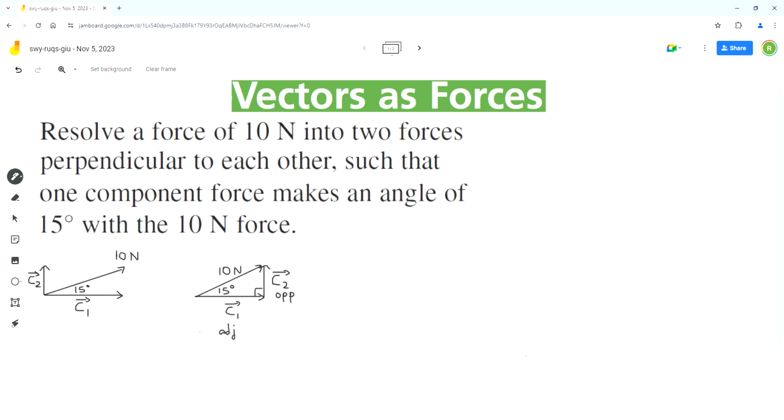So let's start by finding the magnitude of vector C1, and for that we'll have to use the cos ratio, because the formula for cos is adjacent over hypotenuse, and the side that represents the 10 Newton force is the hypotenuse. So the adjacent side length is the magnitude of vector C1, and 10 Newton is the length of the hypotenuse. Now we have to isolate the magnitude of C1, so we can cross multiply the 10.